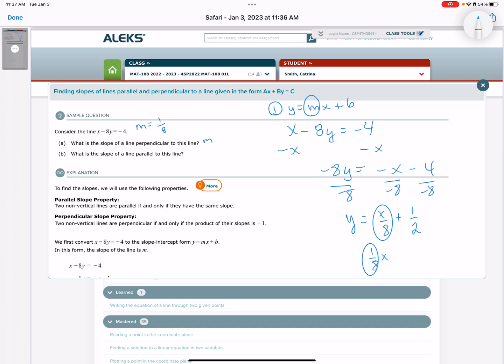So for perpendicular, what do we do? Flip it and make it negative. And if it's negative, you make it positive. So flip it and use the opposite sign. Parallel is just 1 over 8. So that's perpendicular and that's parallel.